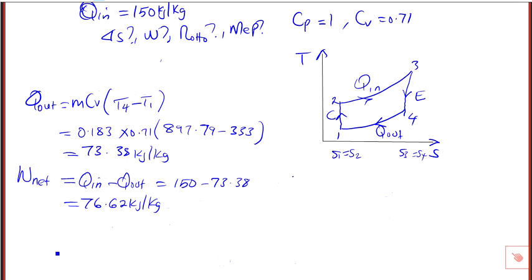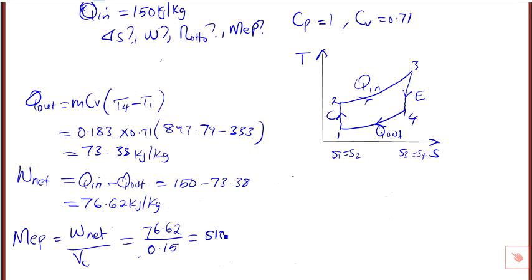And the other question is asking about the mean effective pressure, which is given by the formula net work done divided by clearance volume. This is 76.62 divided by the clearance volume, which from the question was given as 0.15, and this gives you a total of 510.8 kilopascals.